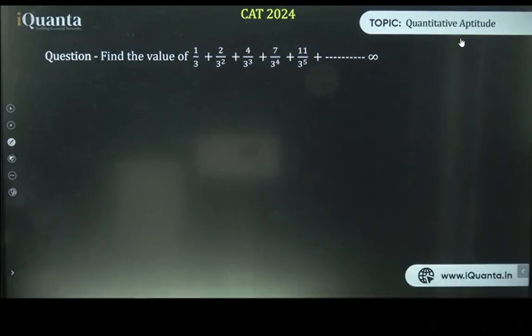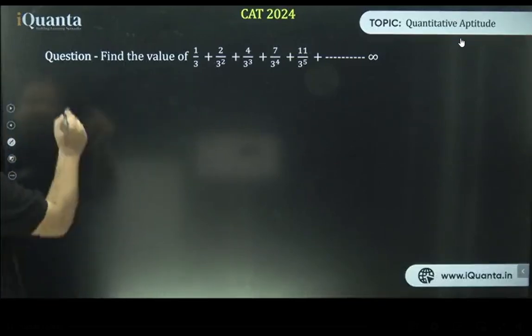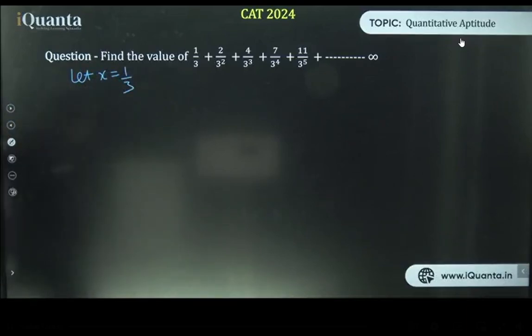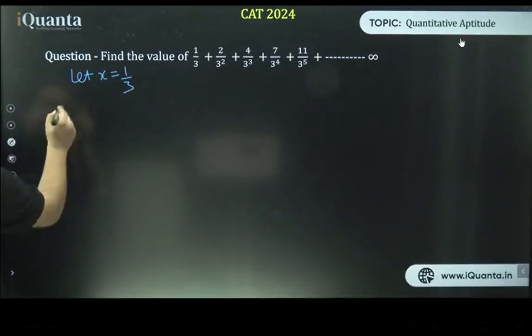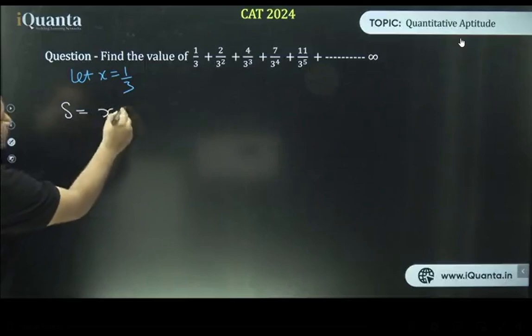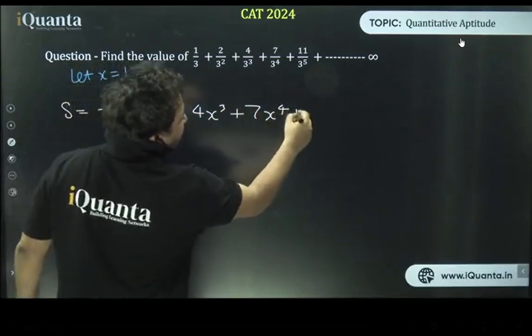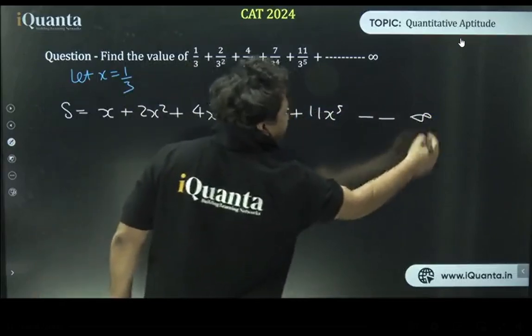No Rohit, numerator is not moving in GP. No no no no, that is called second order AP. People are giving the answer is 1. Okay, let's do it the same way. Let x be equal to 1 by 3, है ना? Now what does that mean? The series sum will be x plus 2x square plus 4x cube plus 7x to the power 4 plus 11x to the power 5 till infinity. Is that right?